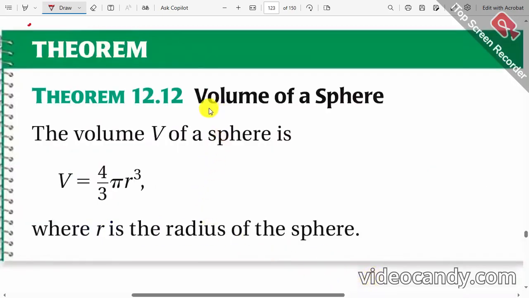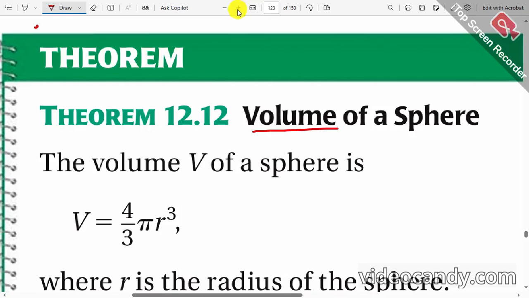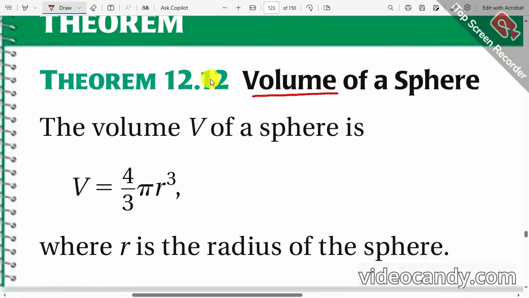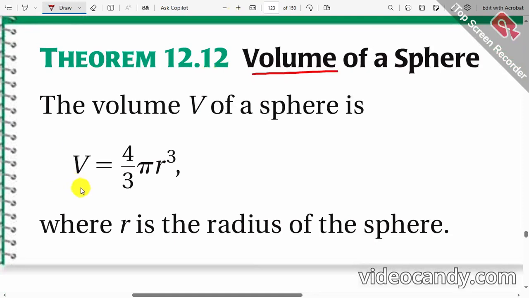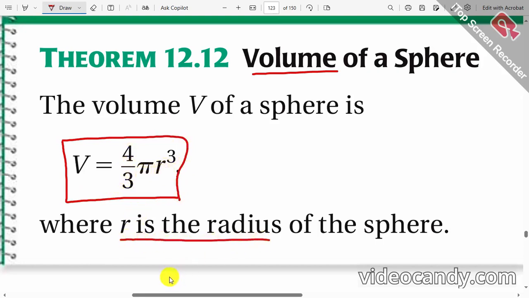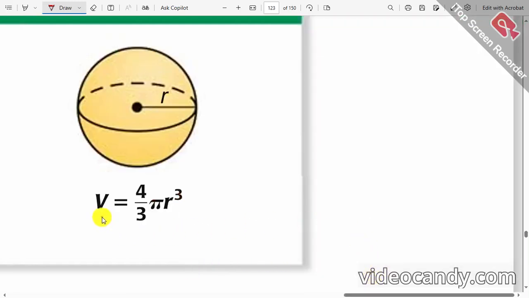All right, now we're going to move on to volume of a sphere. It says the volume V of a sphere is 4/3 pi r cubed. So this right here is the formula: 4/3 times pi times r to the third, where r is the radius of the sphere. Now we're dealing with actual volume, which is 3 dimensions. That's why it's cubed.